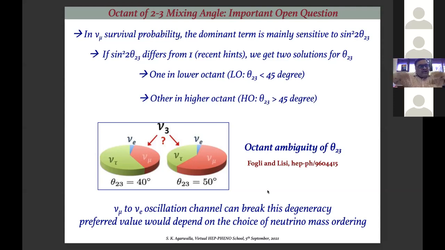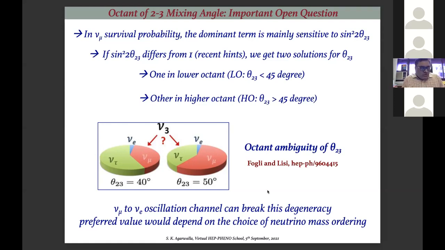So you can immediately see that you will get two values of theta 2-3, which can give you the same sine square 2 theta 2-3. One is lower than 45, which we call lower octant of theta 2-3, and another is bigger than 45 degree, which we call higher octant of theta 2-3. You can see 40 degree and 50 degree, both the values will give you sine square 2 theta 2-3 around 0.9. So this is known as the theta 2-3 puzzle or the octant ambiguity of theta 2-3.